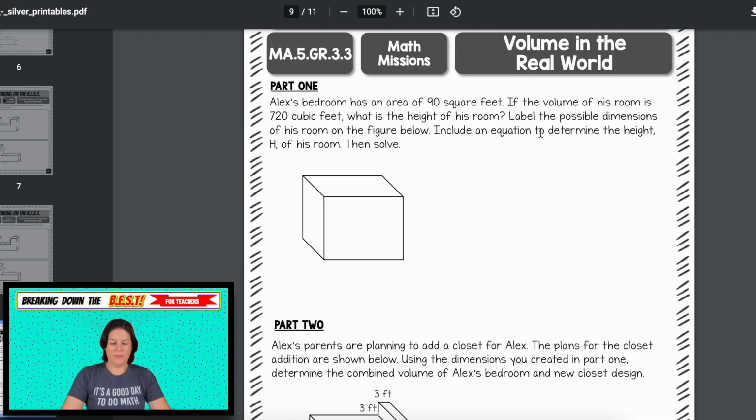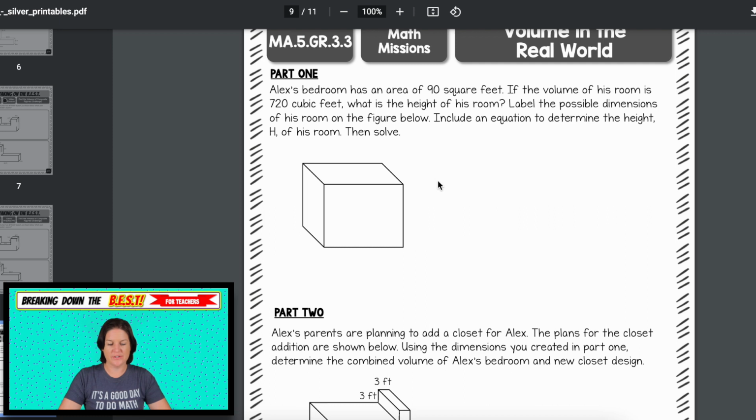Here is a math mission. This says Alex's bedroom has an area, length times width, or the base of 90 square feet. If the volume of his room is 720 cubic feet, what is the height of his room? Label the dimensions of his room on the figure below. Include an equation to determine the height h of his room, then solve.